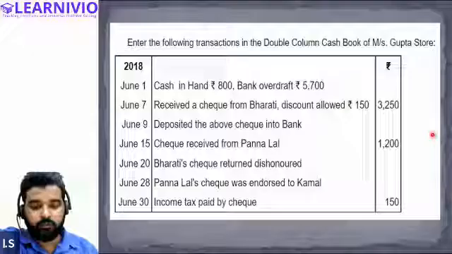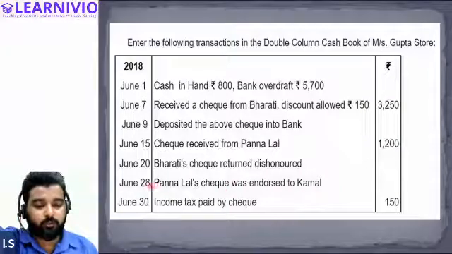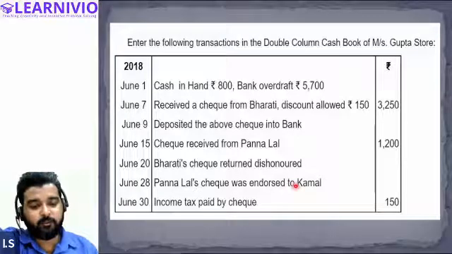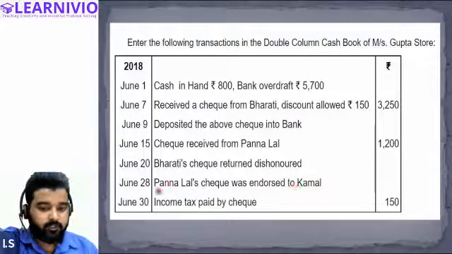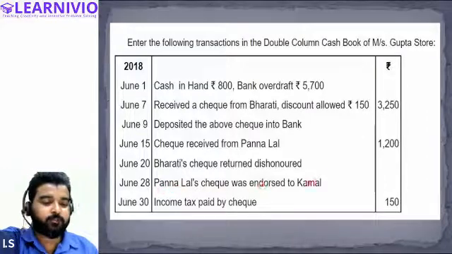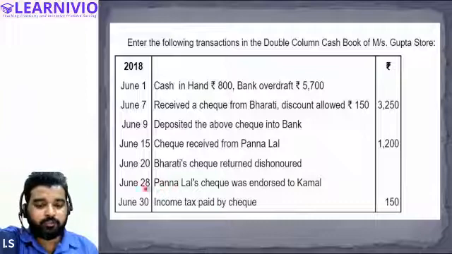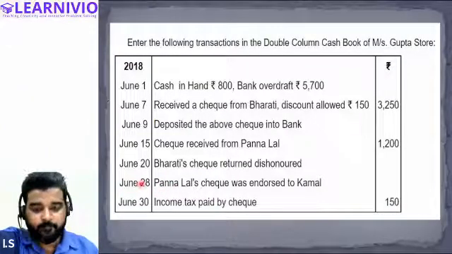On June 28, Panna Lal check was endorsed to Kamal. Endorsement simply means that we are transferring the check to some other person. All right. Transferring a check to some other person does not affect the cash book, the cash balance or the bank balance in any manner. So this transaction is not relevant for the cash account, cash book.